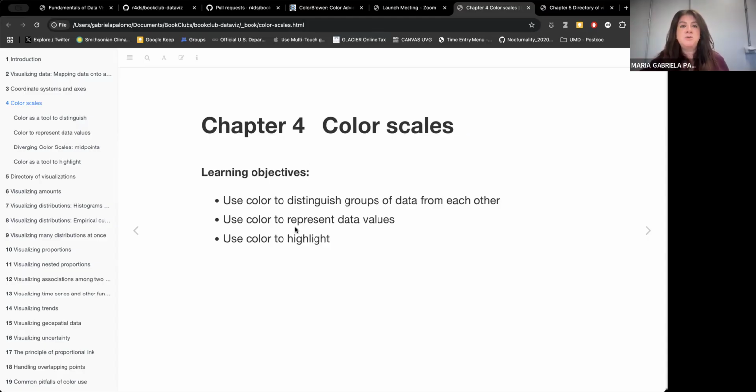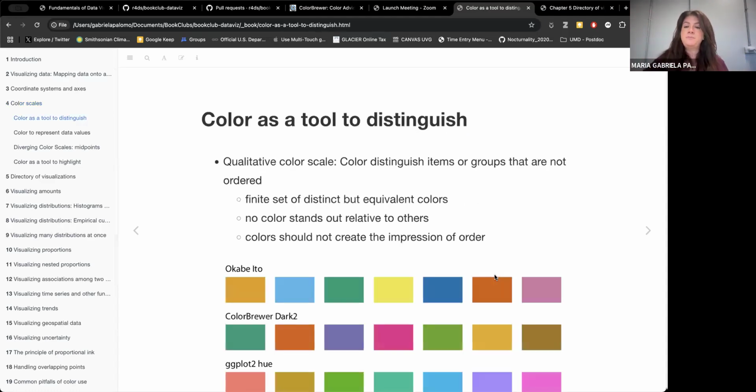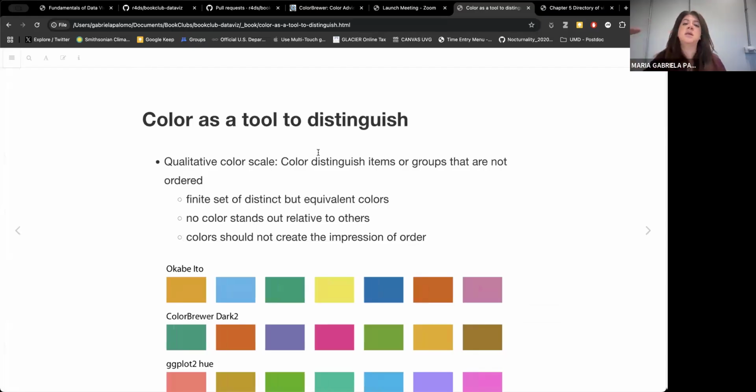So today what we're going to do is learn how to use color to distinguish groups of data from each other, how to use color to represent data values, and how to use color to highlight certain values or certain categories. So let's start with thinking about how to use color as a tool to distinguish something from something else.